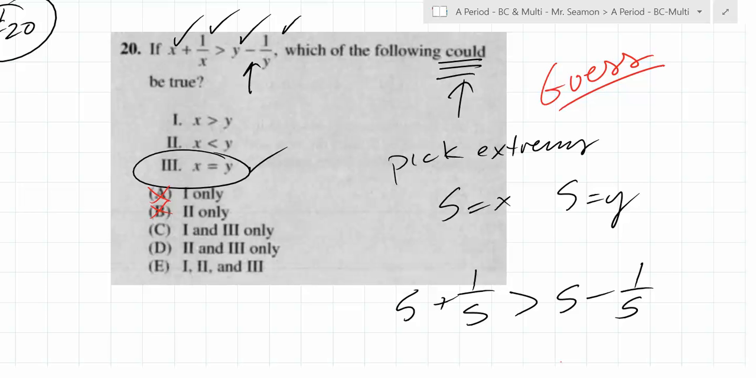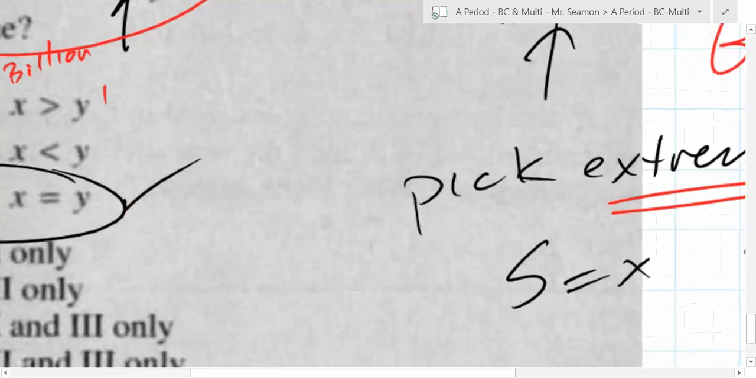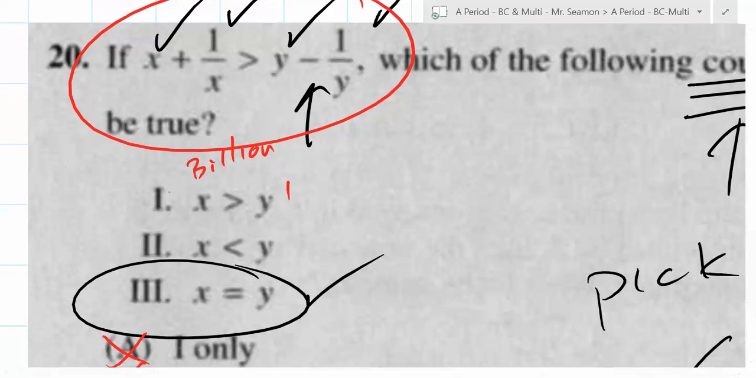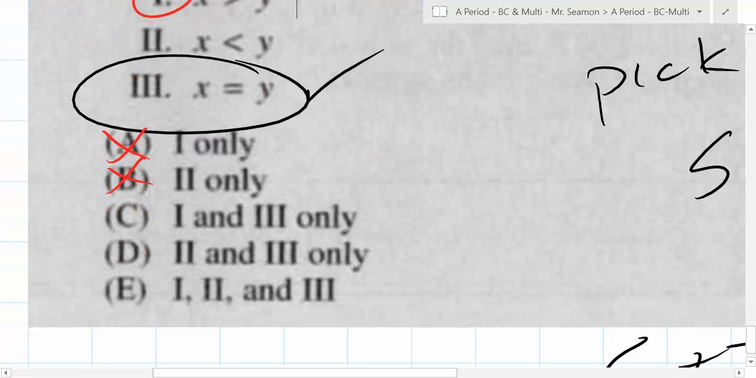1 or 2? 1. Go for extremes. So when I say extremes, pick numbers that are enormous, right? Pick numbers that are huge. So how about like x is 1 billion and y is 1? Is this statement true when x is 1 billion and y is 1? Yeah, it's true. So could the first one be true? Yes, it can. So you go down here and which one can you eliminate?